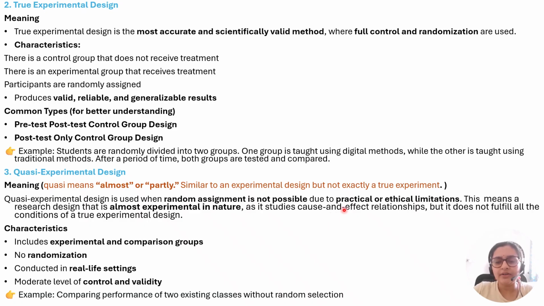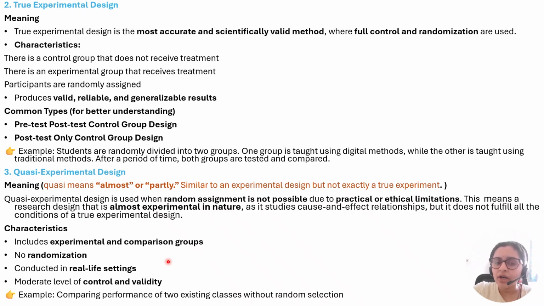But it will include experimental and comparison groups. See the characteristics. It will include experimental and comparison groups, but there is no randomization and it is conducted in real life settings and there is just a moderate level of control and validity. It is almost like an experiment, but not completely an experiment. What are the experimental qualities that it is following? It will include experimental and comparison groups. That means it will include independent and dependent variables. It will follow the cause and effect relationship. And it is conducted in real life situations. And there is some control and validity.